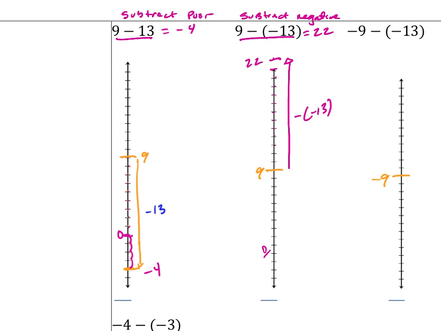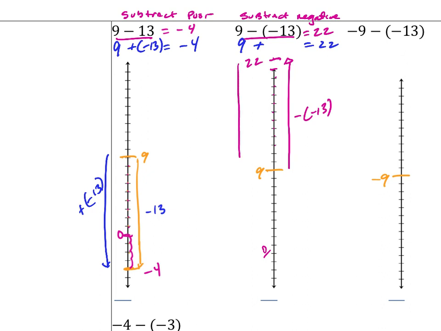Okay, so now when we look at this, what we want to say is, what would we add to 9 to get the same result? In these two situations, what would we add to 9 to get the same result? Well, what would you add to 9 to get negative 4? Well, remember from our addition video, we're going down, right? That was adding a negative. So we'd be adding negative 13. So 9 plus negative 13 equals negative 4. Okay. And 9 plus, well, that was positive 13, right? So we'd add positive 13 to get to 22. So that's positive 13.